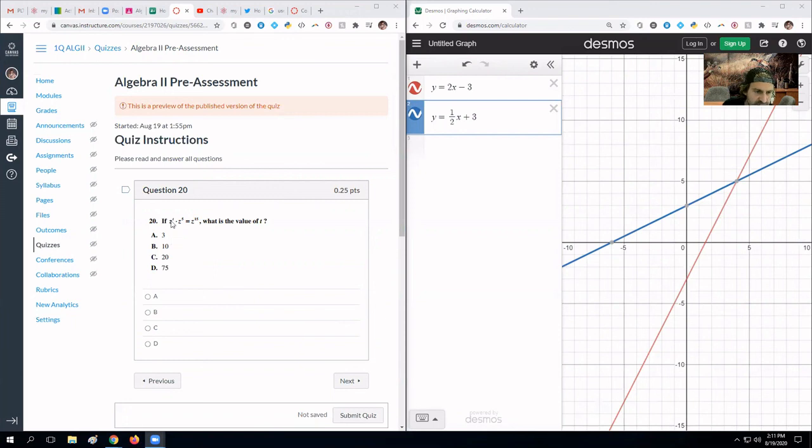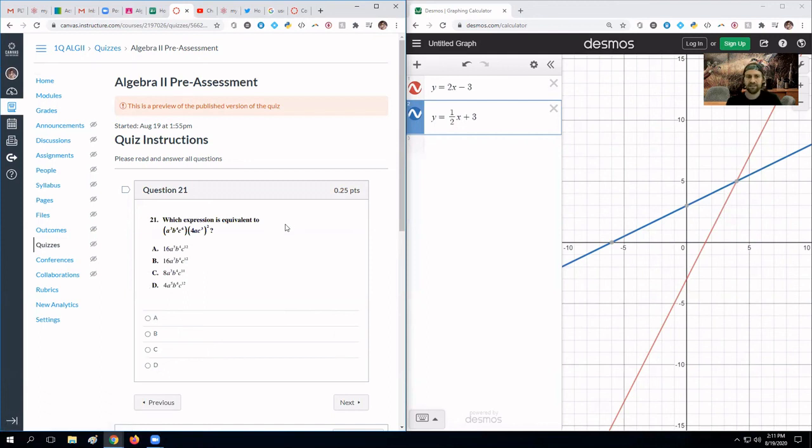Next, if z to the t power times z to the 5th is z to the 15th, what is the value of t? So remember, if we have a power to a power, we multiply, but if we have powers multiplying, we add. So we have to think here, okay, if I'm going to add this number to 5 to get 15, what number would it have to be? That would be 10. Z to the 10th times z to the 5th. 10 and 5 we'd add together to make 15.